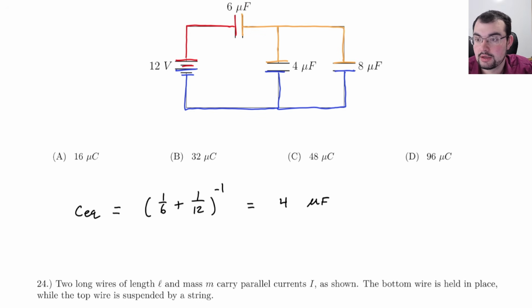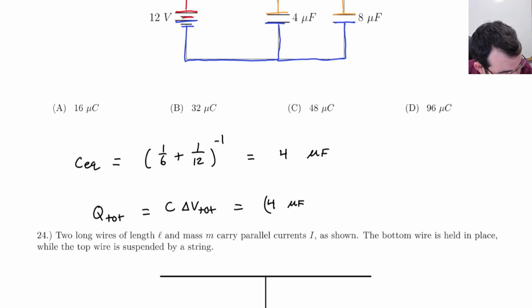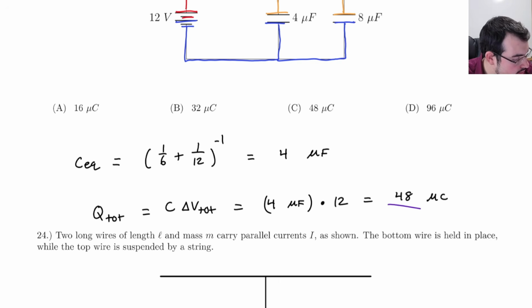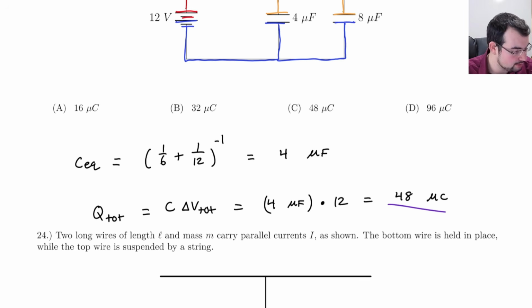Okay? So given that, we can also use the fact that Q total would be equal to C delta V total, which would be 4 microfarads times our voltage, which is 12. So we'd actually get 48 microcoulombs. So that would be the total charge available if we're in series with the battery. So what that tells us is not the answer.